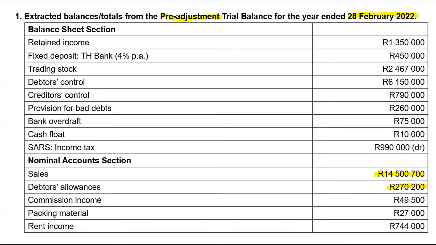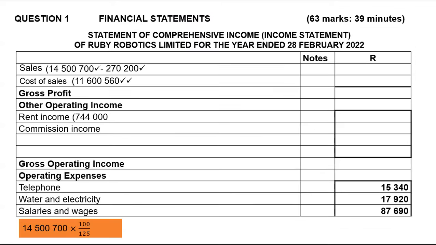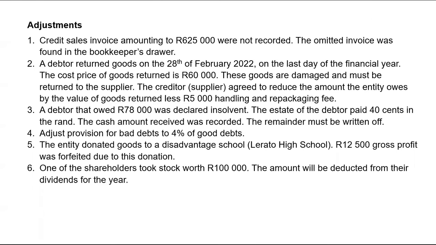And then I'll go to my rent income, which is 744,000. I will go to my rent income and just open the brackets. So it's done for you already. The only one that didn't do is commission income, and put that 744,000 under rent income. And that's it. Done. So everything that I need to put in the statement of profit or loss from my pre-adjustment trial balance has been put through. I'm going to go straight to my adjustments.